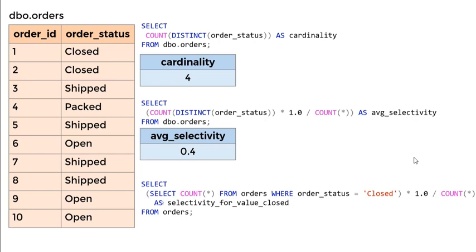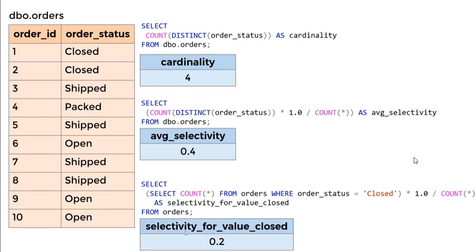Let's see the selectivity for a particular value. Select count star from orders where order status is equal to closed. I want closed, a particular value. Selectivity for a particular value: for closed in the order status column, we want the selectivity for closed. Select count star from orders where order status is equal to closed, multiplied by 1.0 divided by count star as selectivity for value. See here 0.2. The selectivity for closed from that column is 0.2.